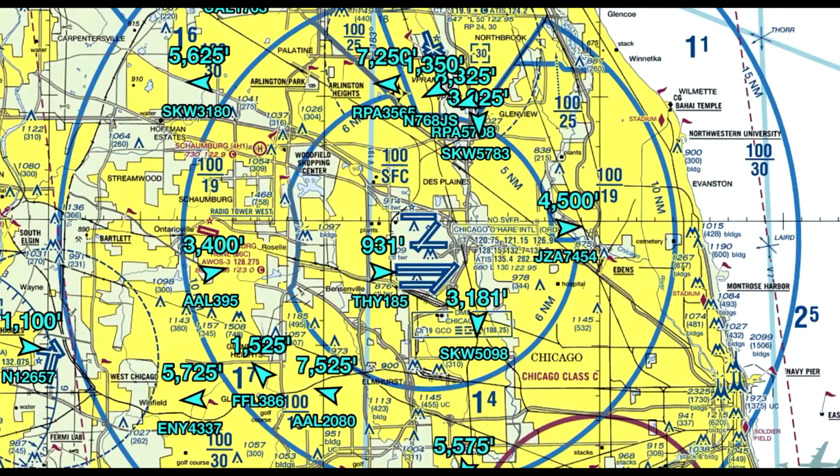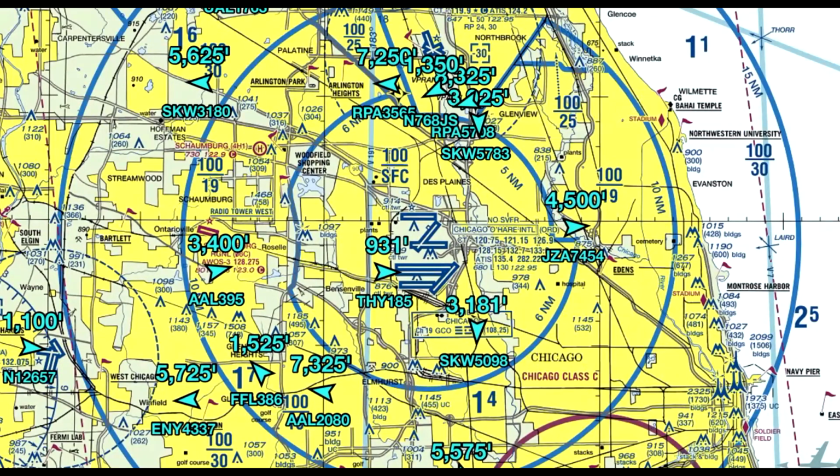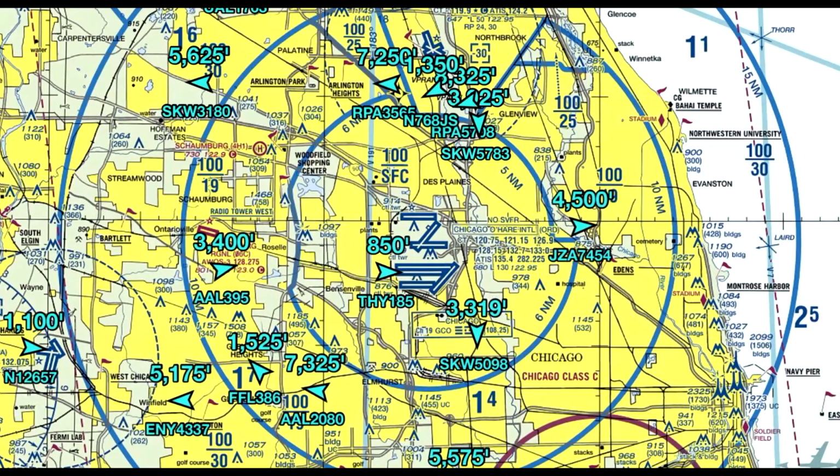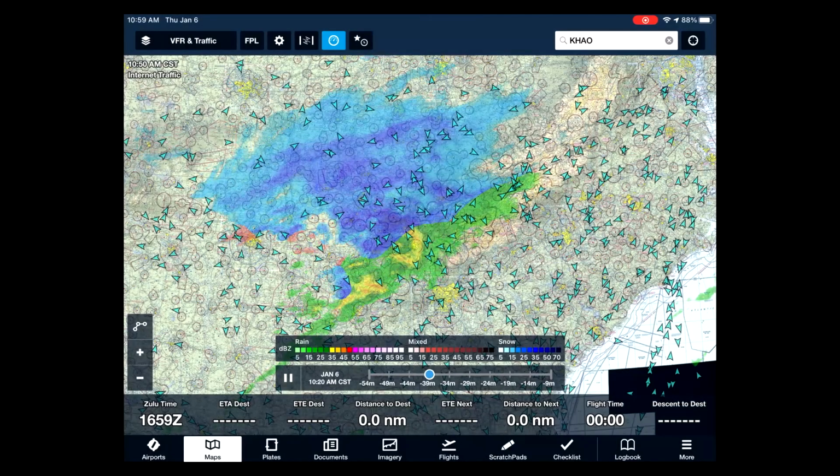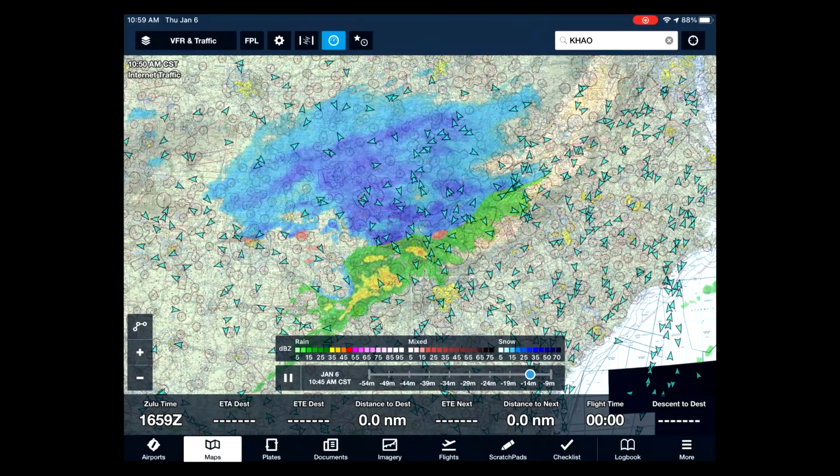I mentioned that ADS-B out is required. What is out versus in? Simply put, the out sends out the program signal from your aircraft to both satellites and ground-based installations, and the in receives the signal from that system showing you other aircraft. ADS-B will also transmit weather and other pertinent items for your flight.